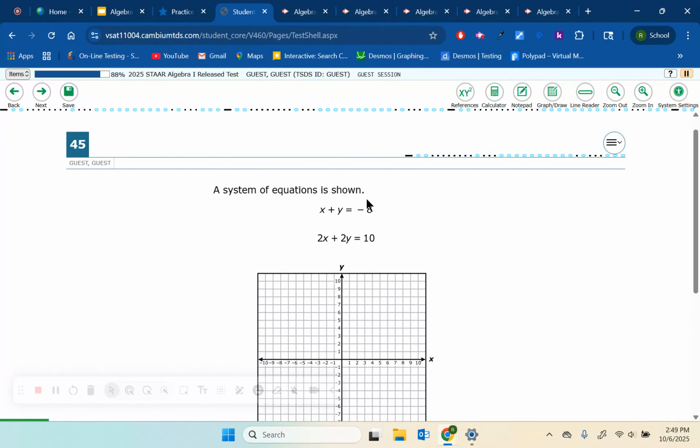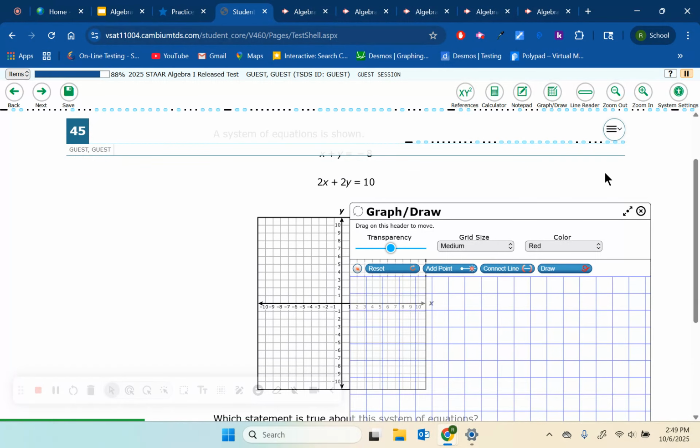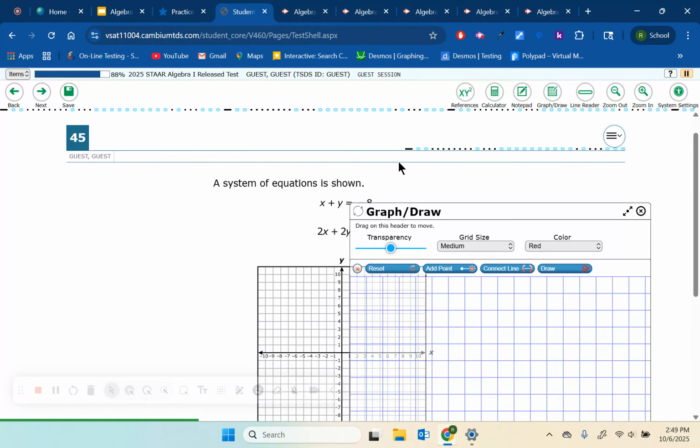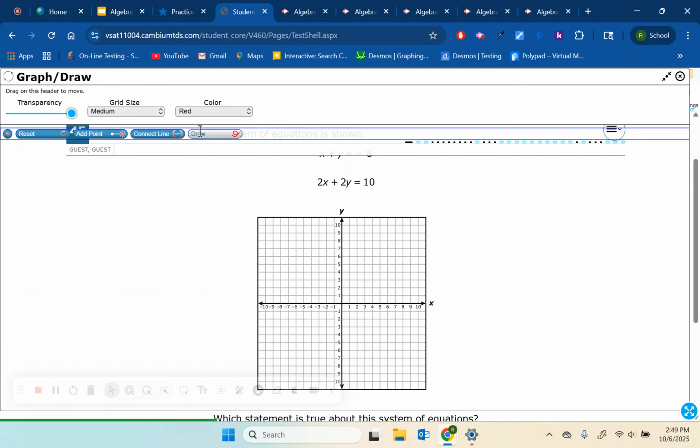Ax plus By equals the number. What I like about this form is that it allows me to utilize some little strategies that we learned in Algebra 1. For x plus y equals negative 8, just scratch out the y and scratch out the x. You know what x equals. So in this case, x equals negative 8, and then y also equals negative 8.